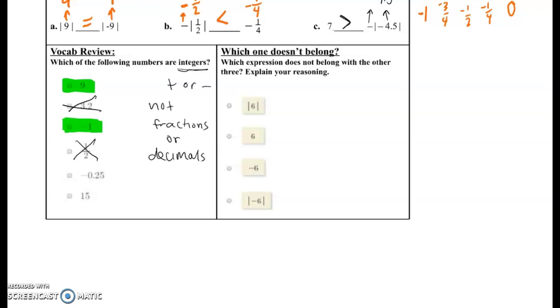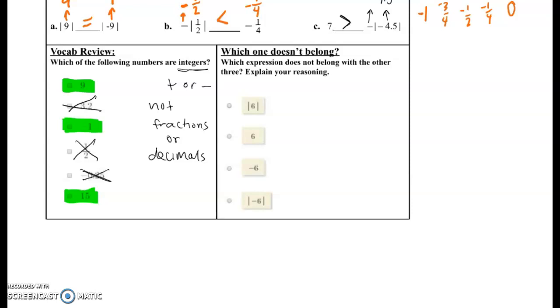1/2 is a fraction. -25/100ths is a decimal, but 15 is a whole number and it's positive. So we have 3 answers to our vocab review. So 9, -1, and 15 are all integers.